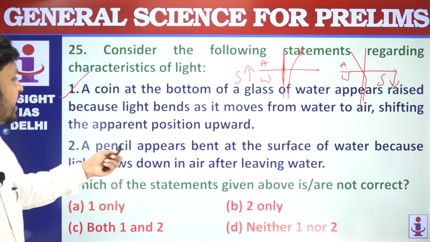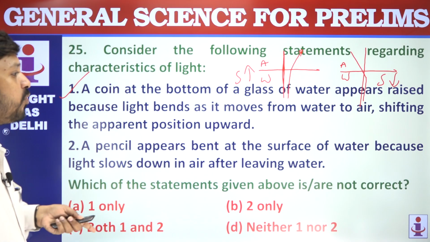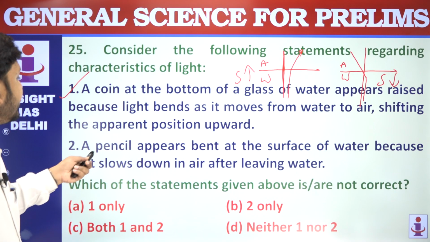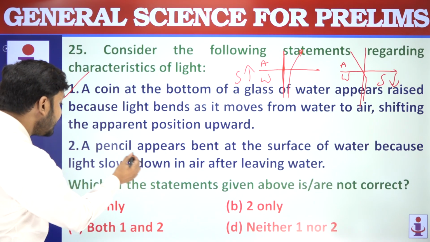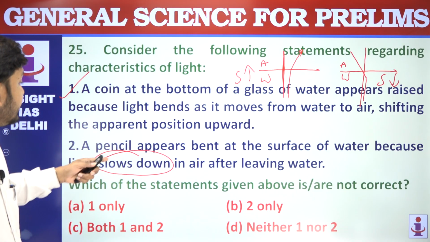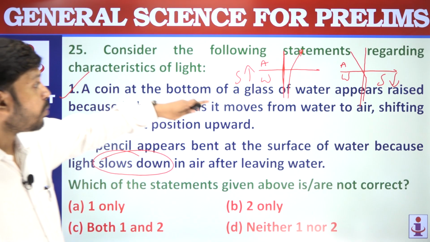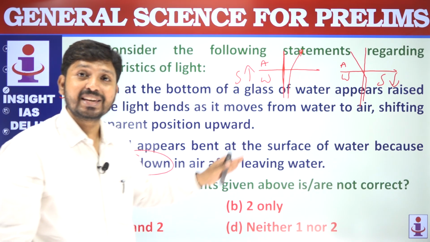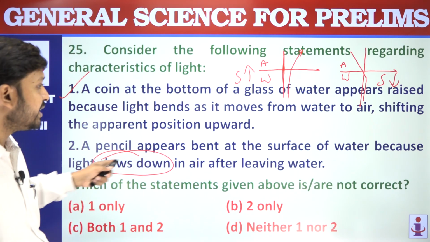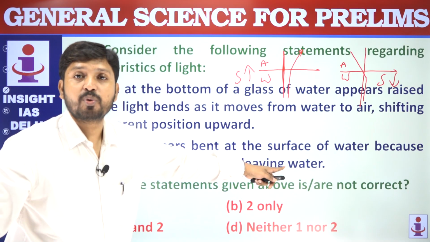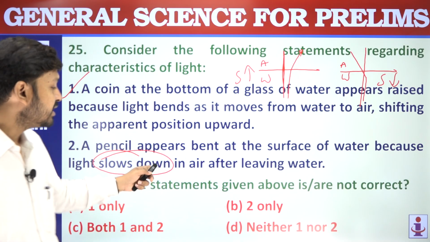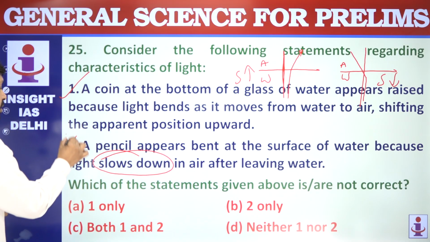Next one: a pencil appears bent at the surface of water because light slows down in air after leaving the water. What are they saying? Slows down? No, see, when it is moving from water to air, the speed is increasing, right? We have seen here, but what they have mentioned is that it slows down in air after leaving water. Water to air it is going, but they are saying speed will slow down. So this is the wrong statement.